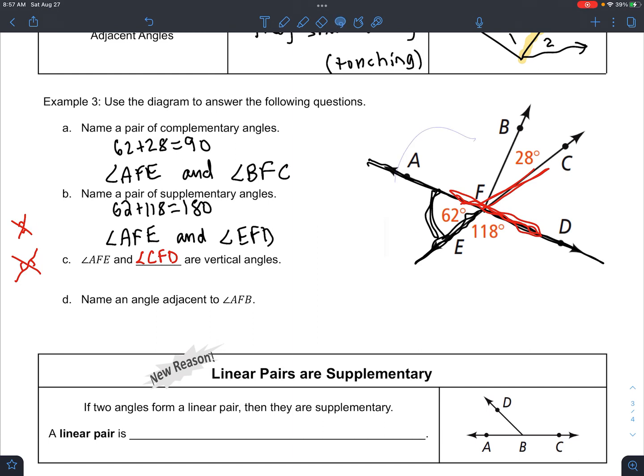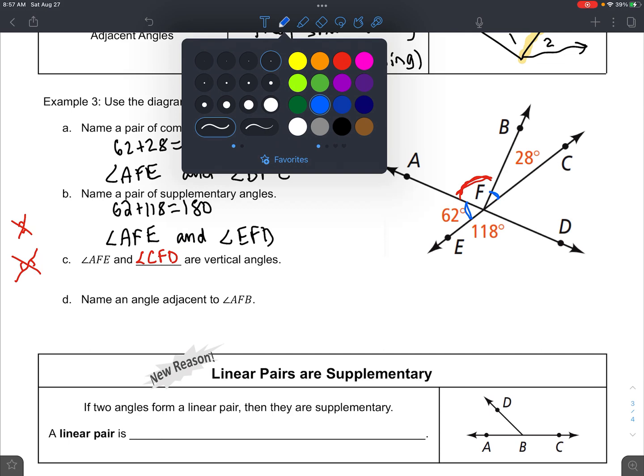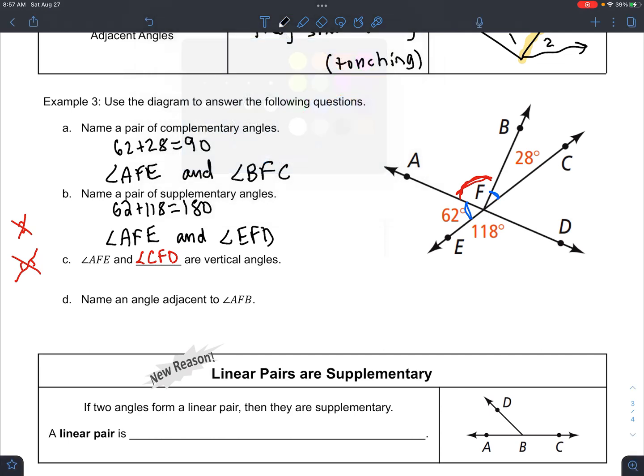And then it says name an angle adjacent to AFB. So I think you have two choices here. So AFB is here. So this angle here is touching it, and so is this one. So I would just maybe say BFC. Because those angles are like that. They share BF as a ray.